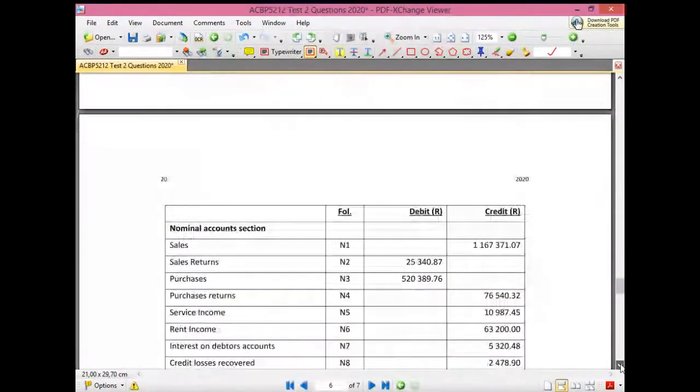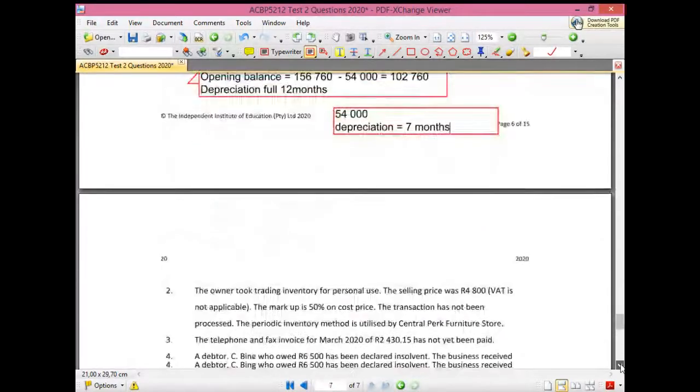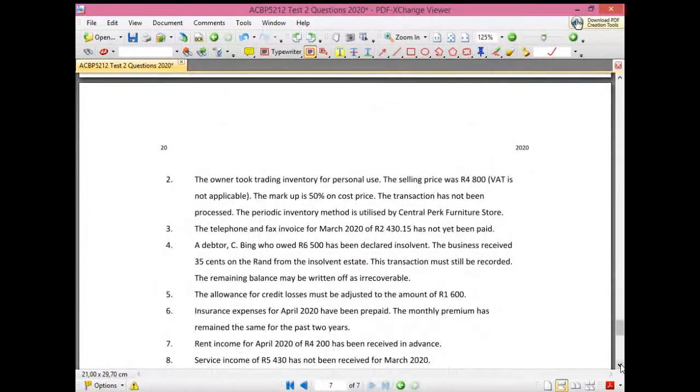Okay, let's quickly see what other information they have before we do all the calculations. 4.2, they tell you that the owner took trading inventory for personal use. Okay, so once you take it for personal use, it is drawings. What is important to note is you need to look at what type of inventory system do they use. And why do I say this? Because the one goes to assets and the other one goes to expenses. Okay, so they need to specify the type of inventory system.